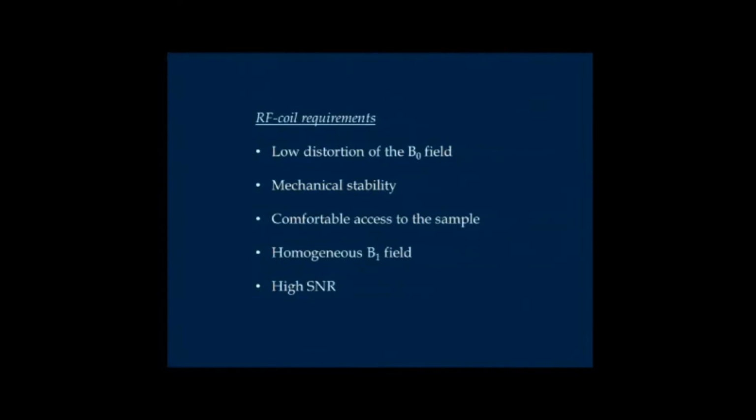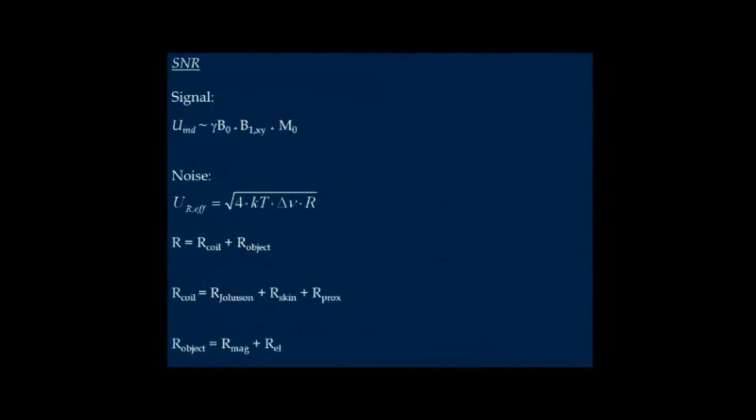You need a homogeneous B1 field, because you want to excite the area you want to see as homogeneously as possible, so that you have the same flip angles everywhere. And this is of utmost importance here, you need a high signal-to-noise ratio. That's why we go into the signal-to-noise ratio again, even though you heard about it before.